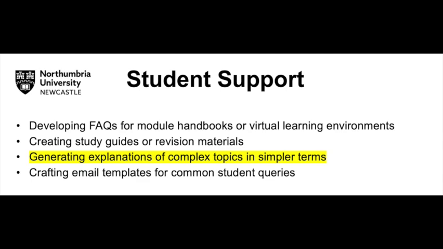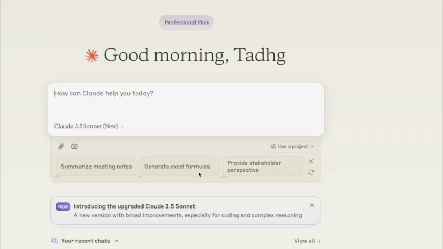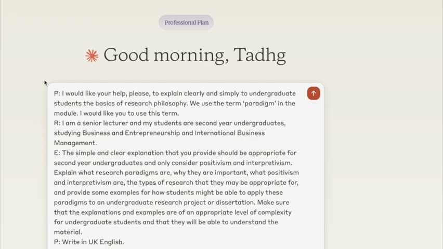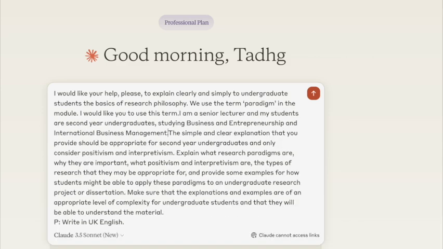To write a prompt to help us with this, we've got two options. The multi-shot approach, where we get the GenAI to ask us questions, and the one-shot approach. Let's go for the one-shot approach this time. In this prompt, I'm going to say that I want help explaining the basics of research philosophy to undergraduate students. I specify that I use the term paradigm in the module and want the GenAI to use this term. I say who I am, a senior lecturer, and that my students are second-year undergraduates studying business and entrepreneurship and international business management. This will help the GenAI pitch the explanation at an appropriate level.